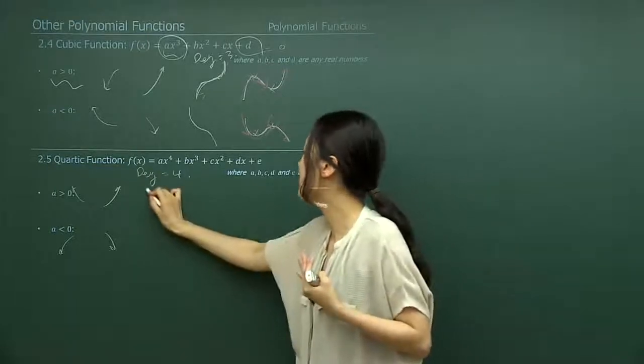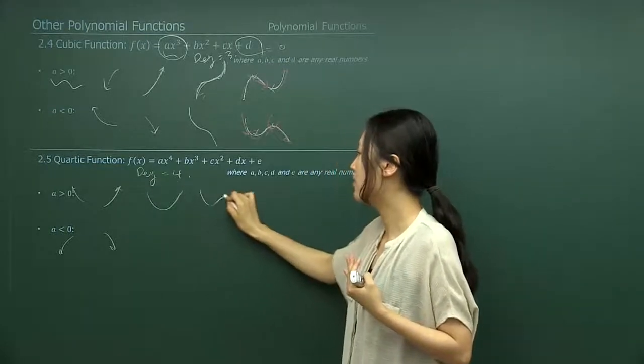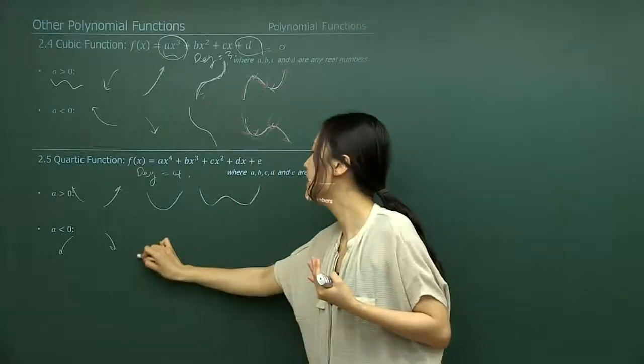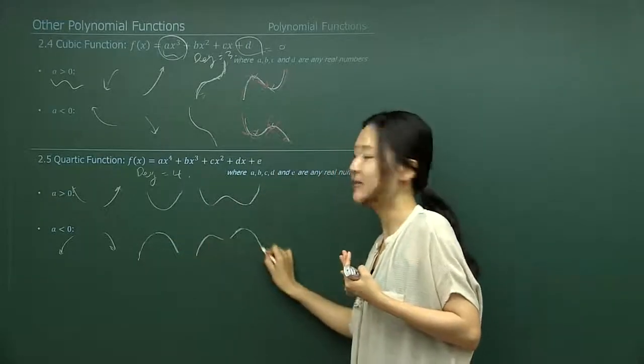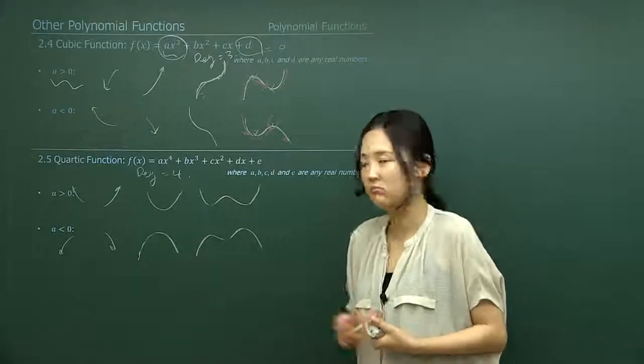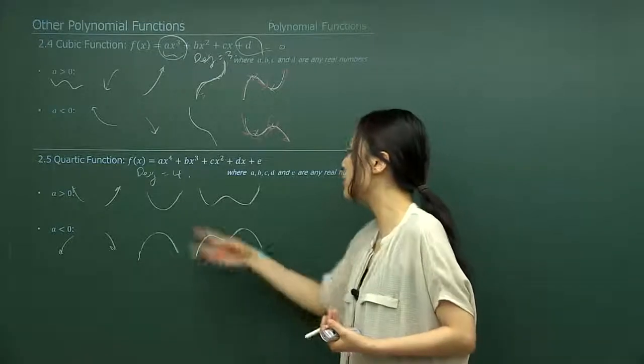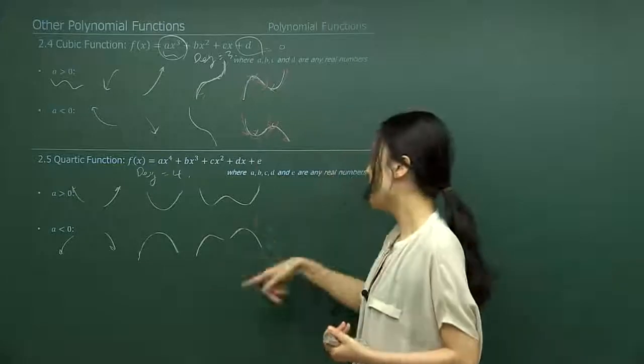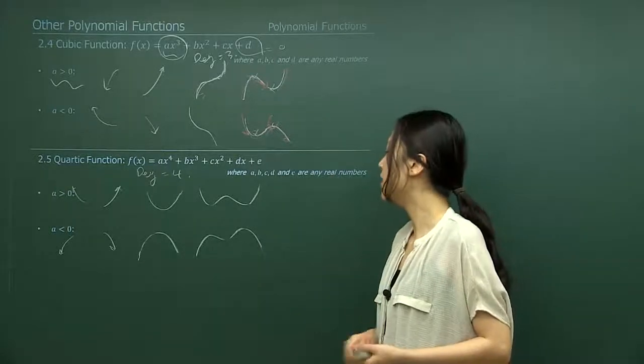Okay, now, the types of shapes that we might have is this and something like that. Or upside down, or something like that. As you can see, this looks like a parabola, right? Well, for quartic functions, we could have a parabola, as well as these kinds of shapes as well.